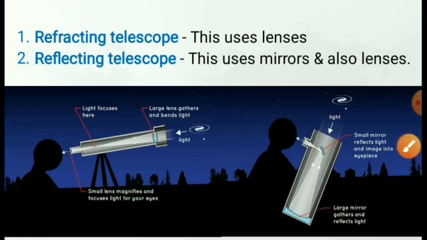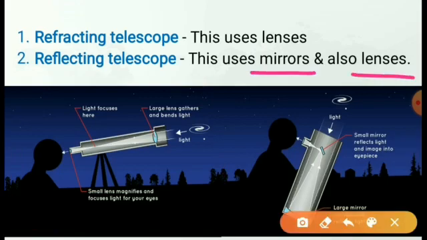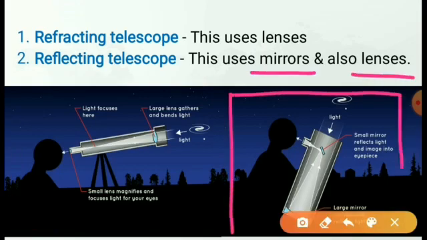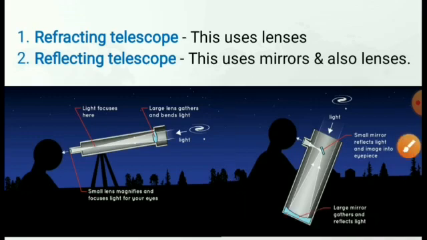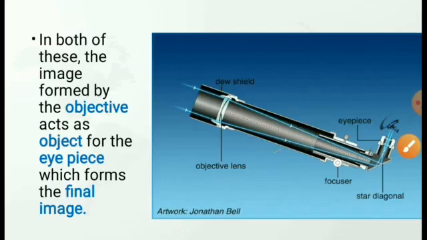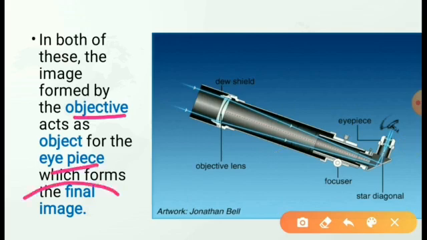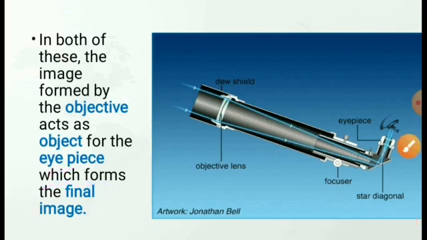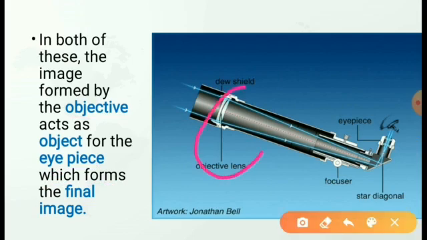Second is the reflecting telescope. This uses a mirror and also lenses. This is the second picture, which shows the reflecting telescope. In both of these, the image formed by the objective acts as the object for the eyepiece, which forms the final image. You can see here in this picture, this is the objective lens and this is the eyepiece.